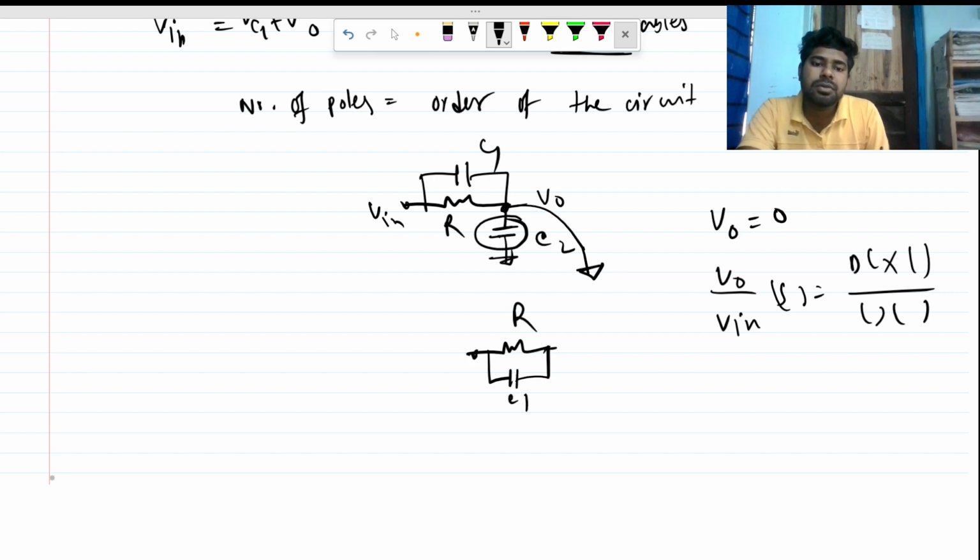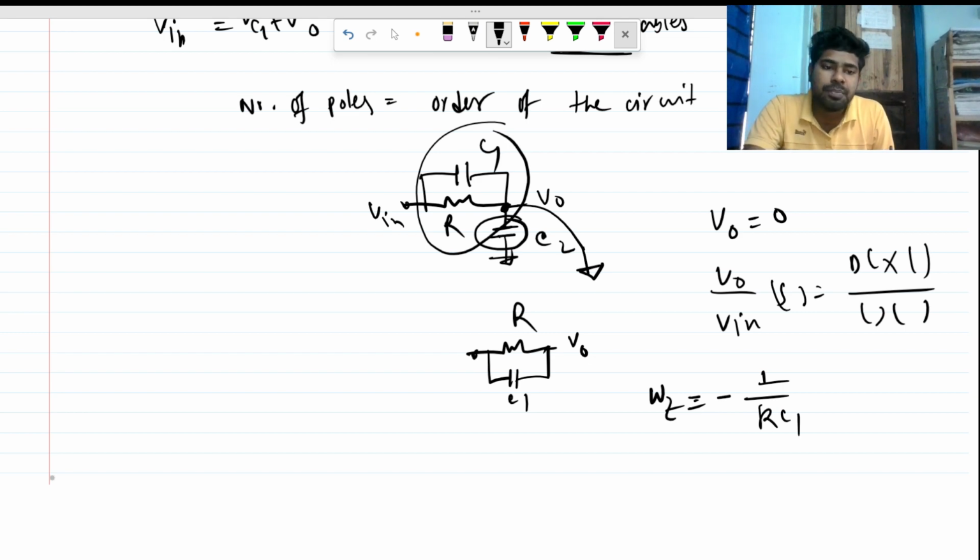So what will be the zero value, the zero location? This branch will be the only one contributing to the zero. So omega z will be nothing but 1 by R C1. This will always be in the left half plane. If you write the Laplace domain equation, you will find there is a negative sign, and I am not going to do that. So we have a pole and a zero.